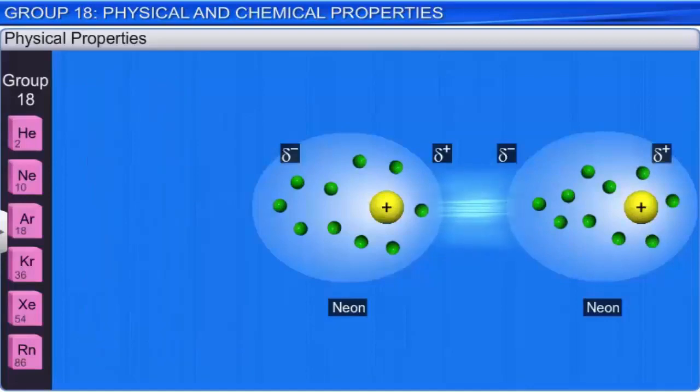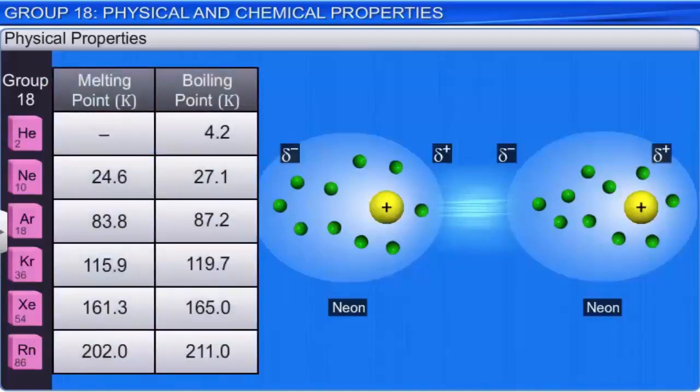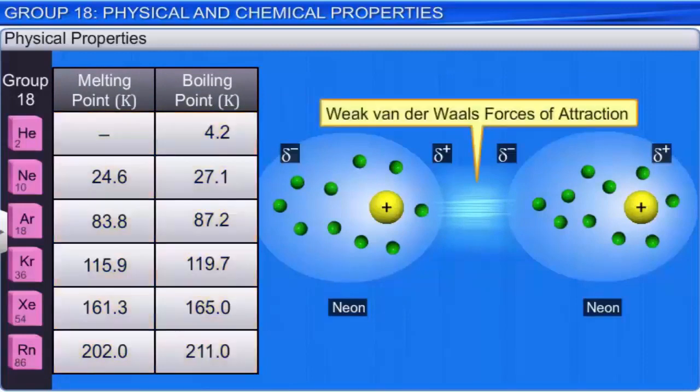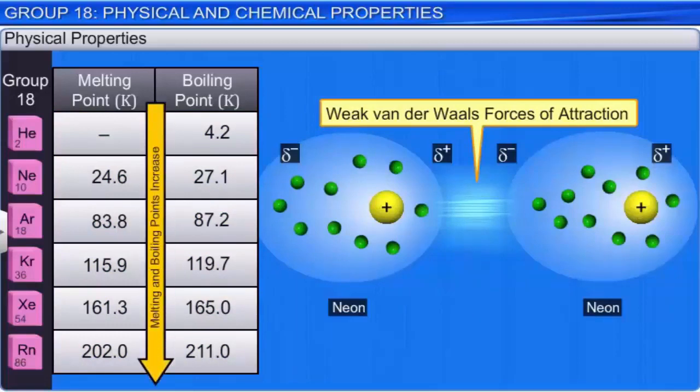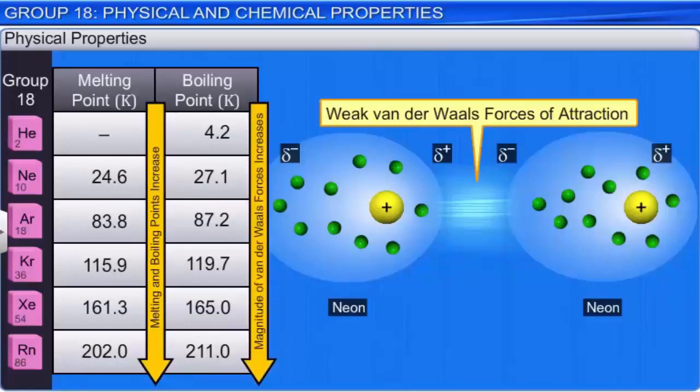You can see from the table that the melting and boiling points of these elements are very low. This is, in fact, due to the weak van der Waals forces of attraction or weak dispersion forces. However, the melting and boiling points increase on descending the group with an increase in the magnitude of the van der Waals forces of attraction.